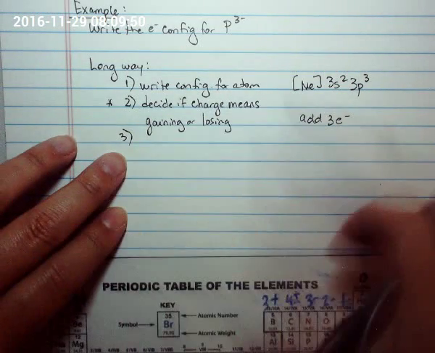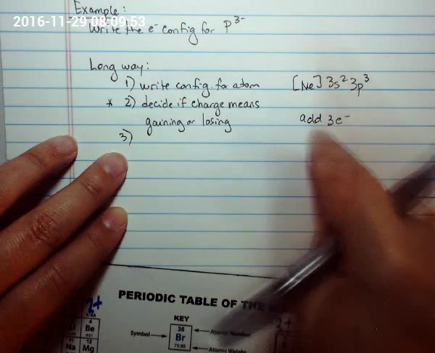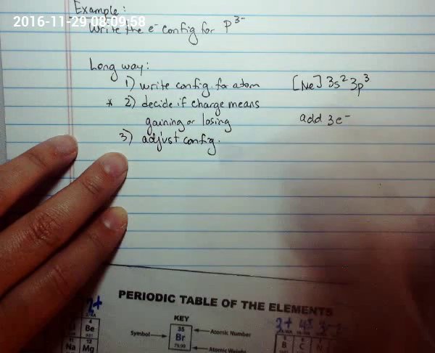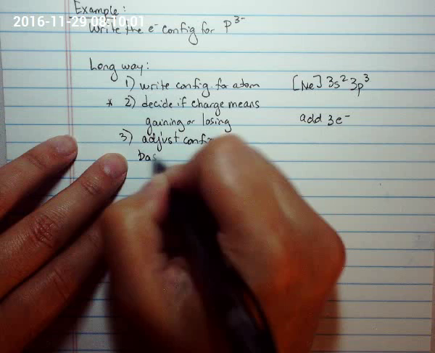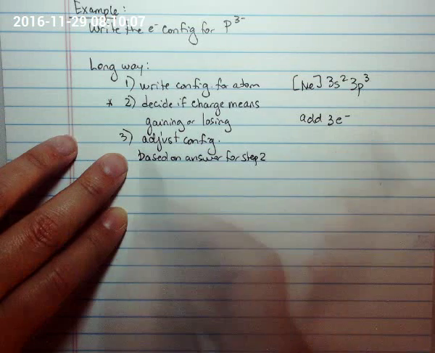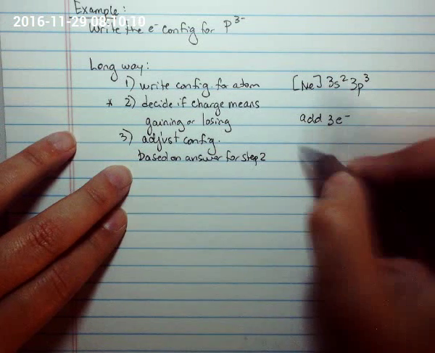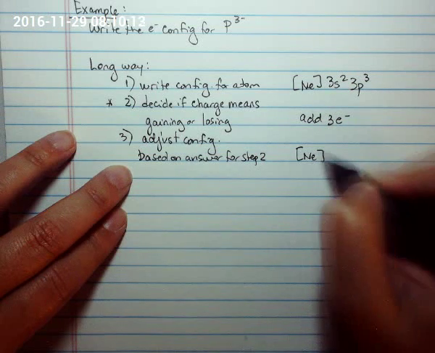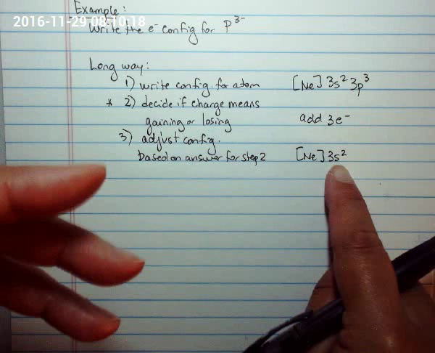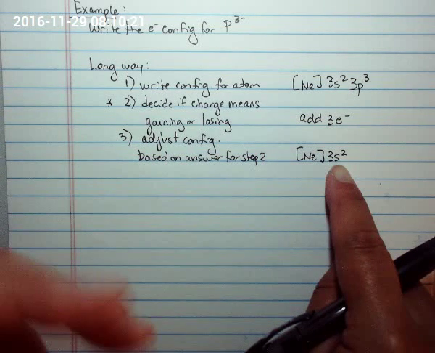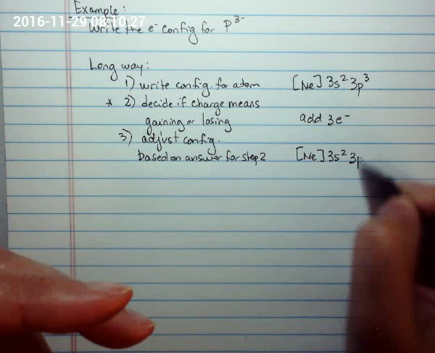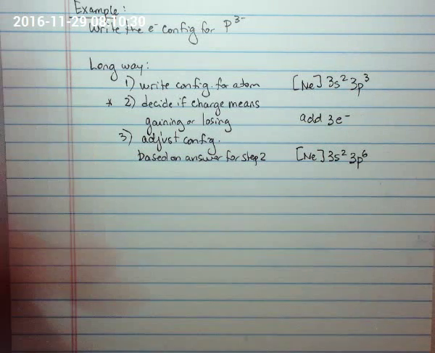All right, so then what you do is you adjust your configuration for that, based on your answer for step 2. All right, so then how would your configuration change? It would be neon, 3s2, and I can't put those 3 electrons in the s because how many electrons can you put in the s? 2 max, right? Where do you put those 3 electrons? In the 3p3, and so the configuration would end up reading 3s2, 3p6. All right?